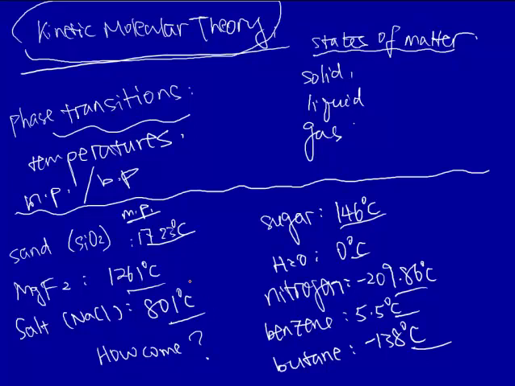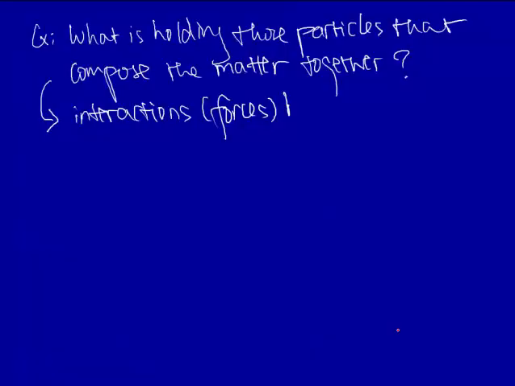The ionic compound, magnesium fluoride, is pretty good, more than 1,000. The salt, sodium chloride, we covered in the previous unit, is actually 800. It's pretty significant. And sugar is kind of intermediate, but it starts to decrease dramatically. Water has 0, and nitrogen gas is minus 210. Benzene is about 5.5, and butane is minus 130. So now you can start predicting the interactions between the particles.